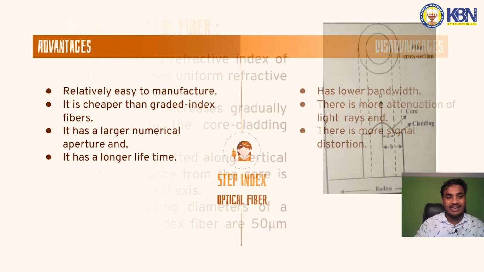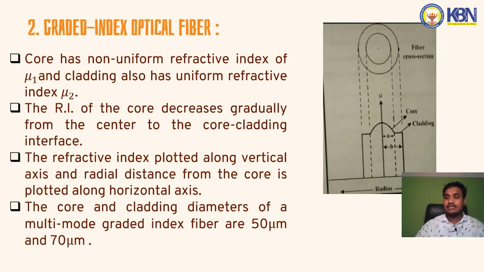Now coming to the graded index fibers, as I said, in step index fibers the core and cladding have a uniform refractive index. But here, the core has a non-uniform refractive index, while the cladding has a uniform refractive index. The refractive index decreases gradually as we reach the core and cladding interface.